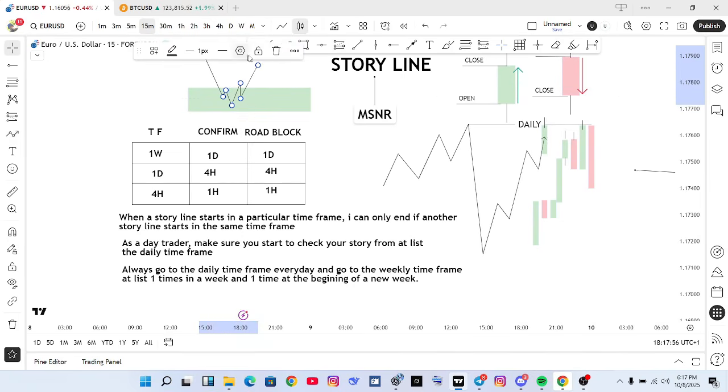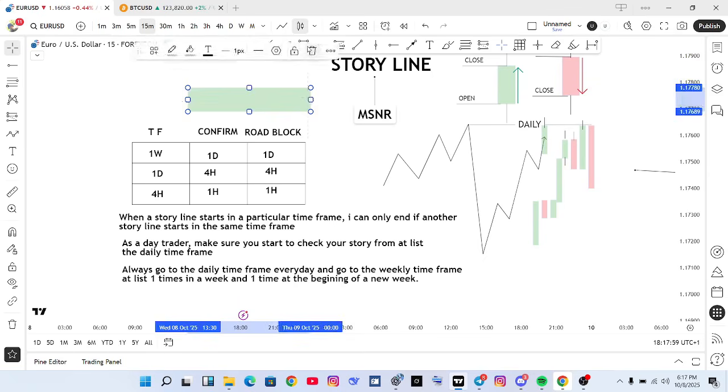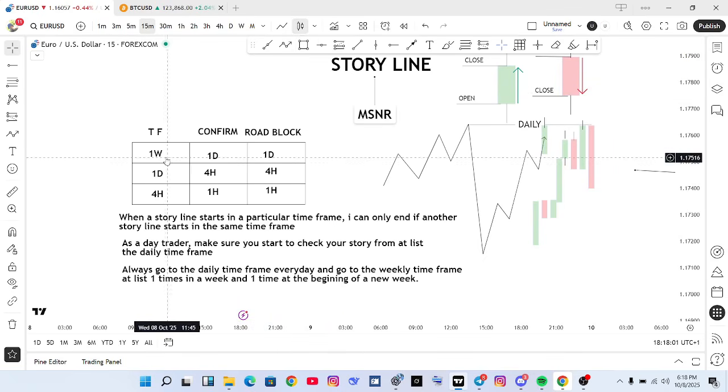Then you enter. So the same thing for storyline. If a storyline starts on a weekly time frame, you want to go to your daily time frame to look for a break. That will now be your confirmation. So for your weekly time frame, your daily time frame is your confirmation. For your daily time frame, your 4-hour time frame is your confirmation.